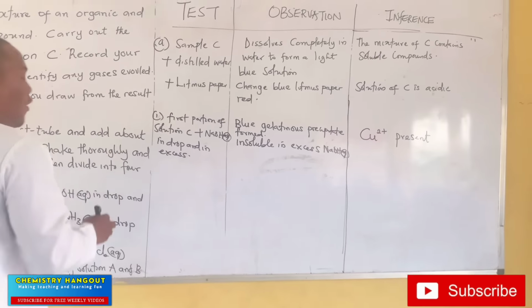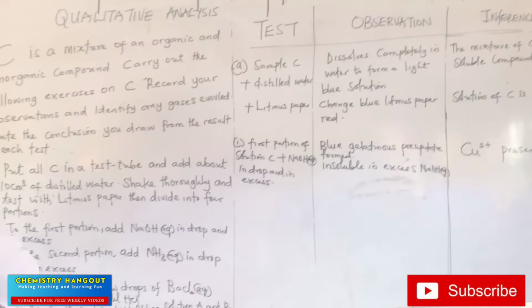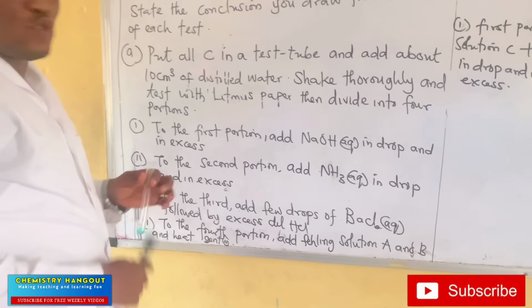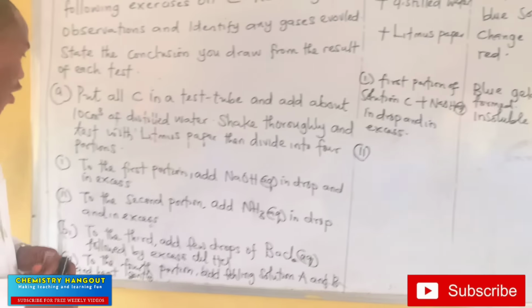Let's move to our second portion now. So let's take the second one. Did you see that now? Then they said to the second portion, add, that's Roman figure 2 now. So we can say Roman figure 2. To the second portion, add ammonia in drop and in excess. So here's my ammonia. This is my ammonia already prepared. And that's why as teachers, we must prepare all these things for students to make the work very easier for them. So let's see. Don't forget, this is portion 2 now. So in drop.